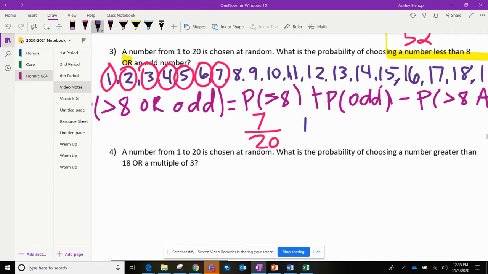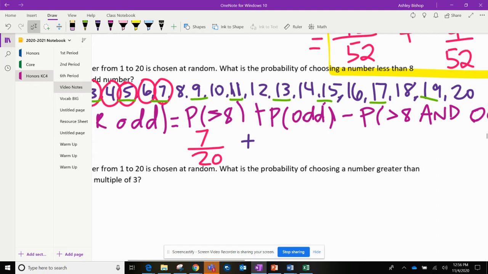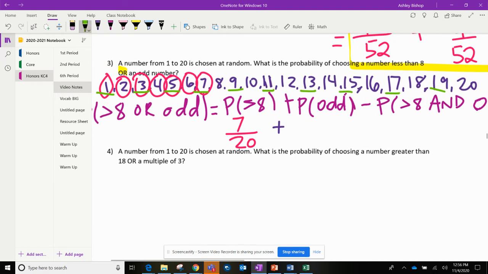And I want to add how many of those are odd. So let's use a different color for the odd numbers. Out of all these numbers, my odd ones are 2, 4, 6, 8. Oh, I'm sorry. Those are not odd. So sorry. Hold on. My odd numbers are 1, 3, 5, 7, 9, 11, 13, 15, 17, and 19. So sorry about that. I was thinking even for some reason. So I have 10 odd numbers out of my 20.